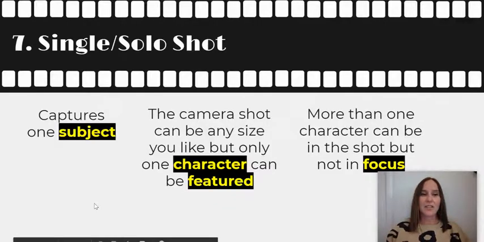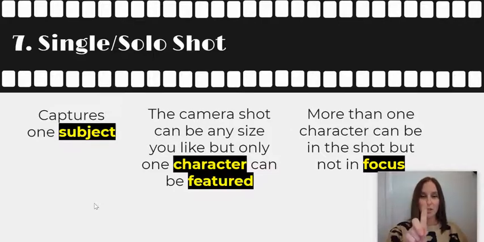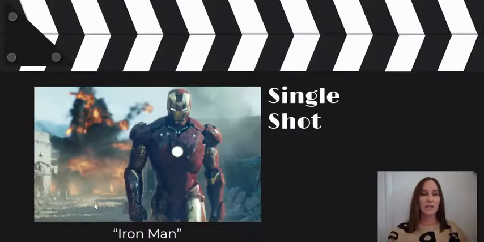Now, these are other types of shots. A single or a solo shot captures one subject. The camera shot can be any size, but only one character can be featured. More than one character can be in the shot, but they should not be in focus. So let's take a look at what that looks like.